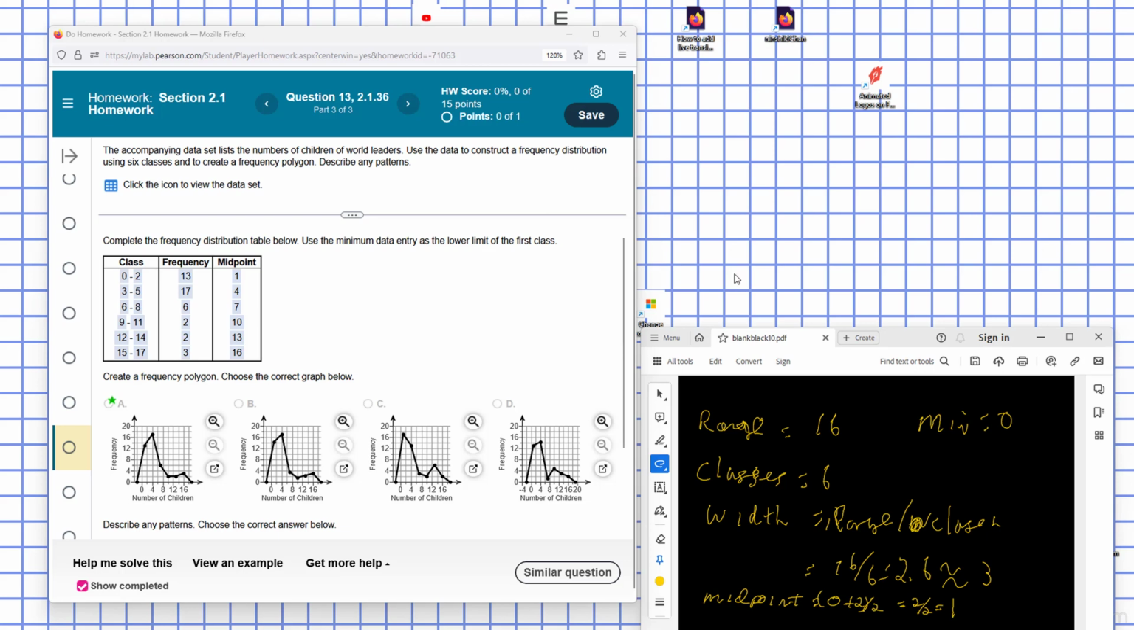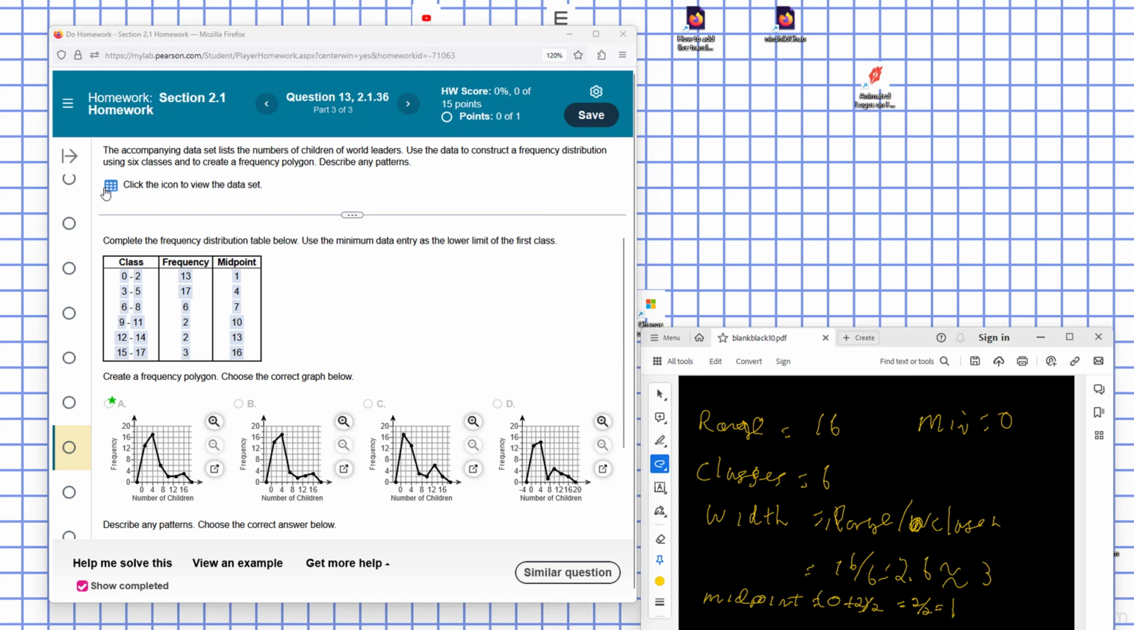Now this one here is chapter 2, section 1, problem 36. The accompanying data set lists the numbers of children of world leaders. Use the data to construct a frequency distribution using 6 classes and create a frequency polygon. Describe any patterns.